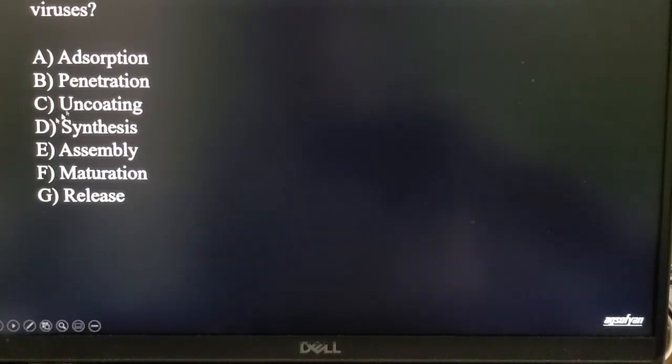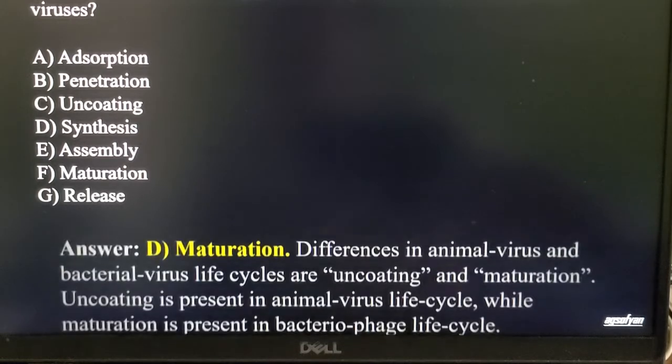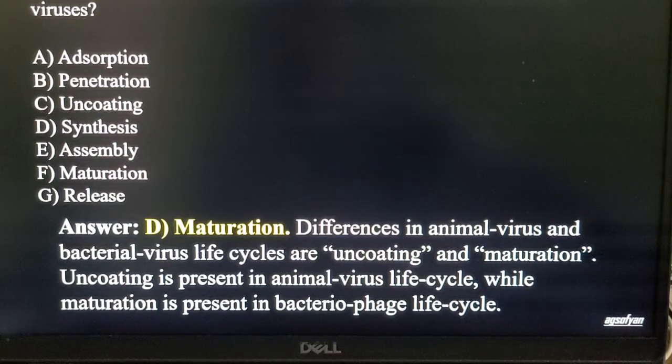So there are 7 over here. 1, 2, 3, 4, 5, 6, 7. Absorption, penetration, uncoating, synthesis, assembly, maturation, or release. Choose your answer. Which one only exists in the bacterial virus stage? Yes, only maturation. So maturation only exists in bacterial viruses, not in animal viruses.